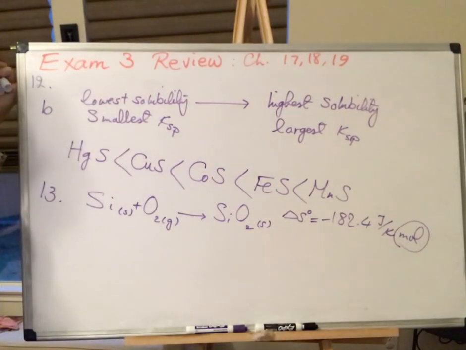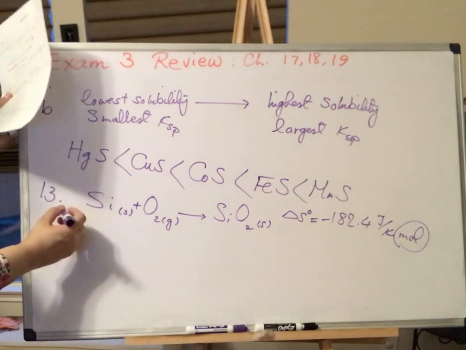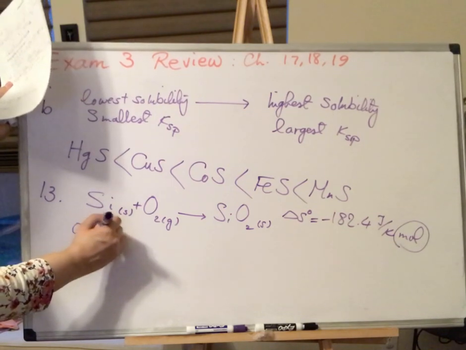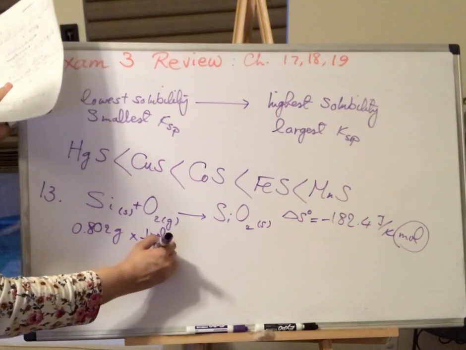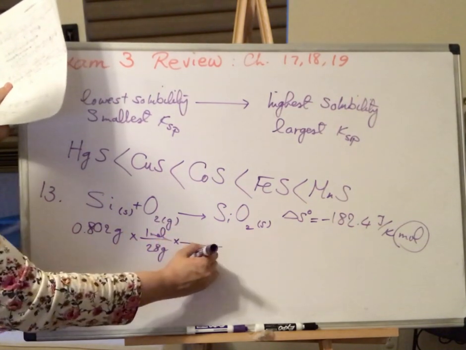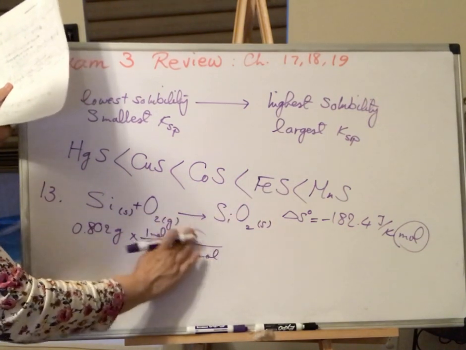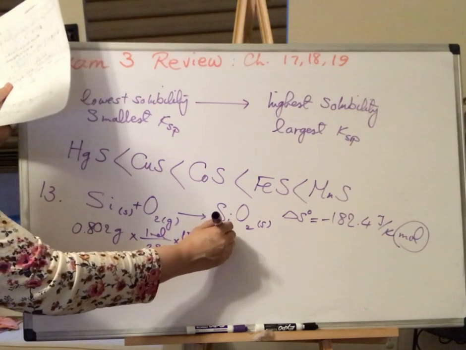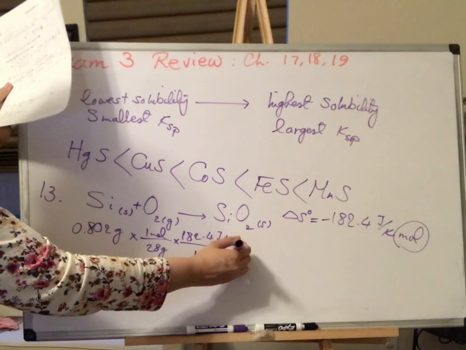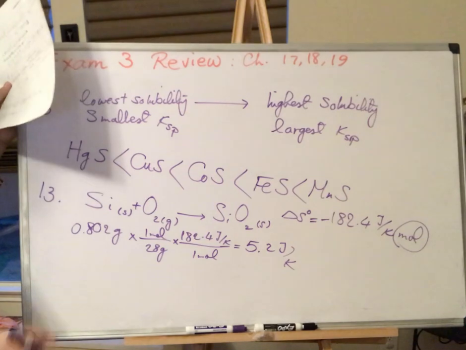Okay, so you need to find out how much of a mole is 0.802 grams of silicon, and then multiply it by this delta S standard. So let's do it. 0.802 grams times 1 mole is almost 28 grams, and 1 mole is 182.4. You can disregard the negative because in thermodynamics, negative or positive are just signs for direction, which is 5.2 joules per Kelvin. Which one is the correct answer? D.